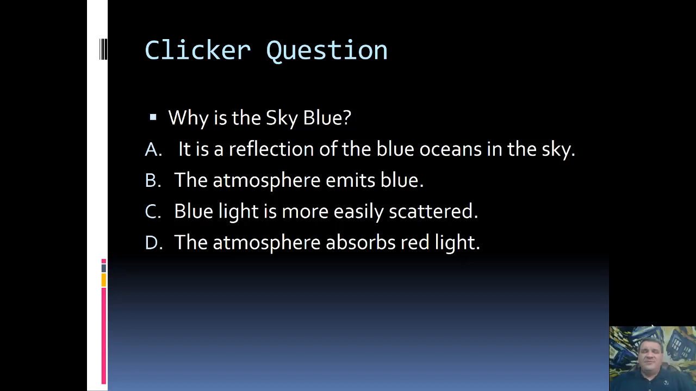So why is the sky blue? The answer is C. Blue light is more easily scattered by the particles that make up our atmosphere, but it could be possible to have different colors of sky on different planets.